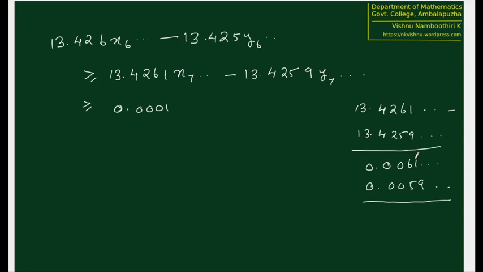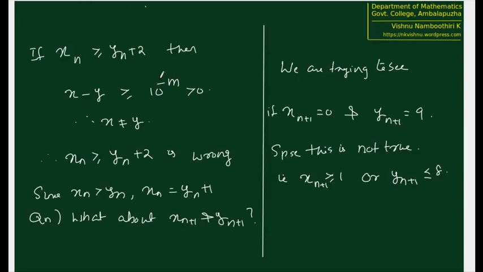So this difference is not going to be always greater than or equal to 0.0002 here, because we have to subtract from 1, we have to subtract 9, so we have to take this. So this is not going to be greater than or equal to 0.0002, but it is at least 0.0001, but this is nothing but equal to 10 raised to minus 4.